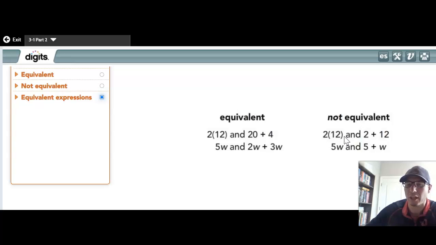Now we have 2 times 12, which is 24, and 2 plus 12, which is 14. These are not equivalent. 5w and 5 plus w. Remember, 5w is 5 times w, so that's not going to be equivalent to 5 plus w. We can always plug in numbers for our variables to see if they are equivalent or not.